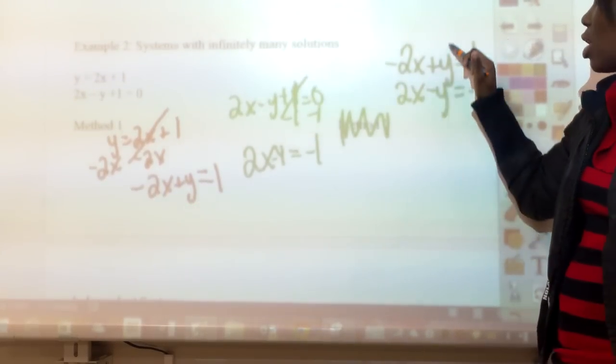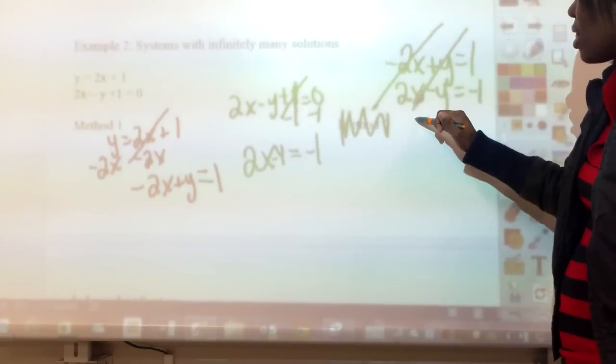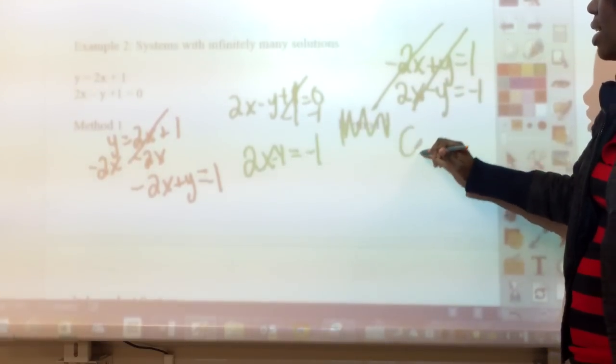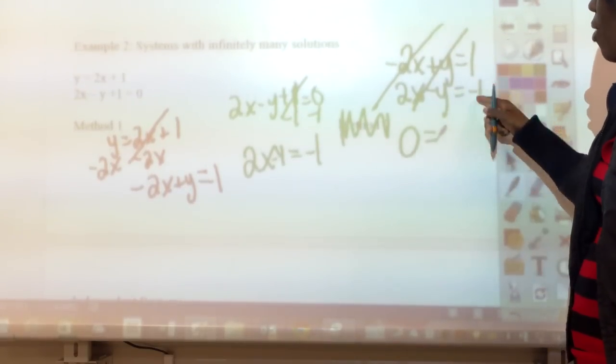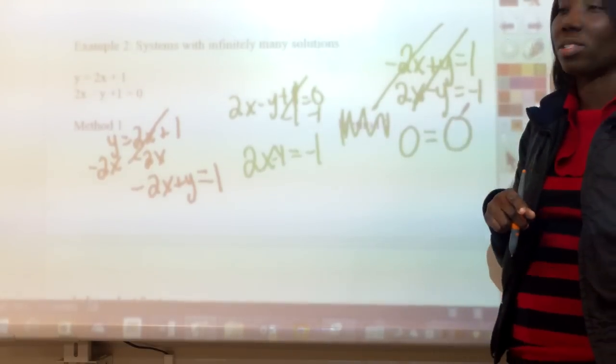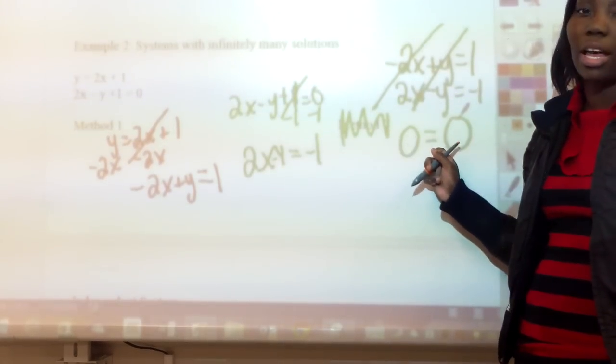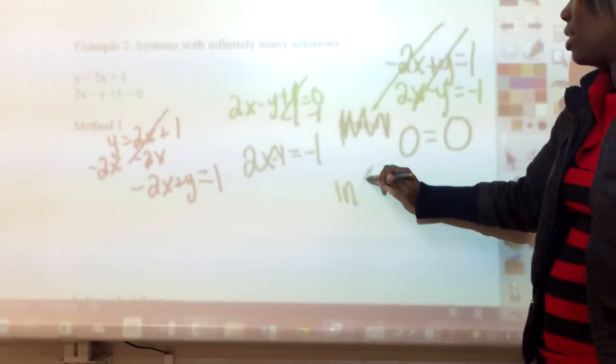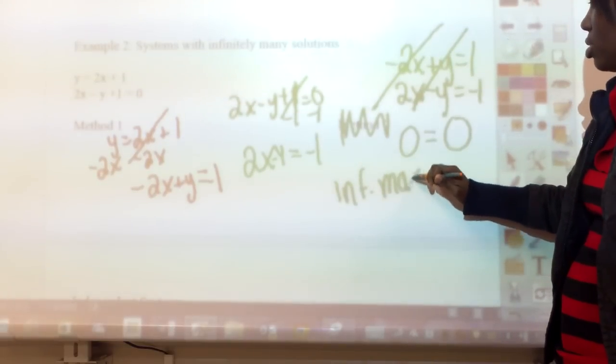And what do you notice? Both the x and the y cancel out. And there's nothing left on the left. And 1 minus 1 cancels, and it's just 0 equals 0. And so this is an example of infinitely many solutions.